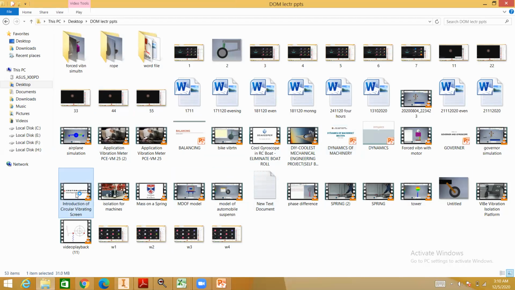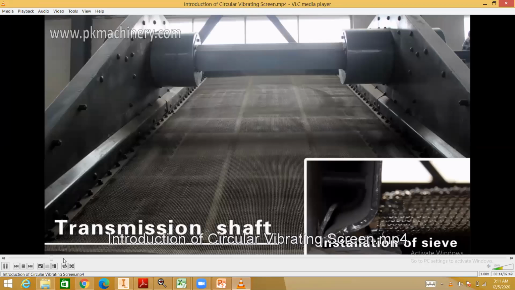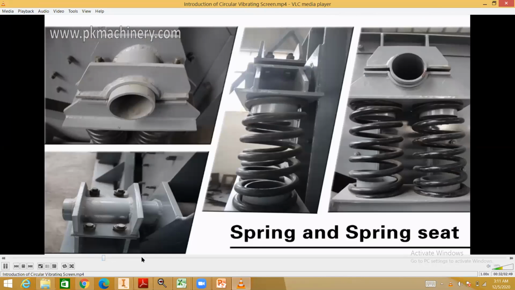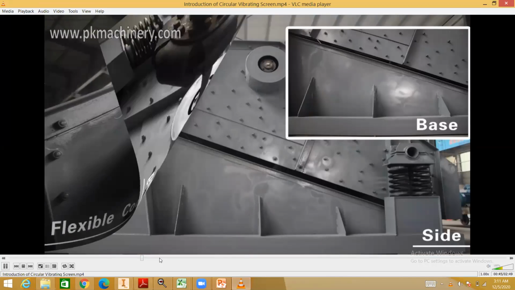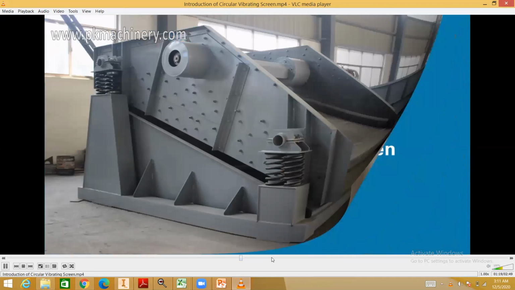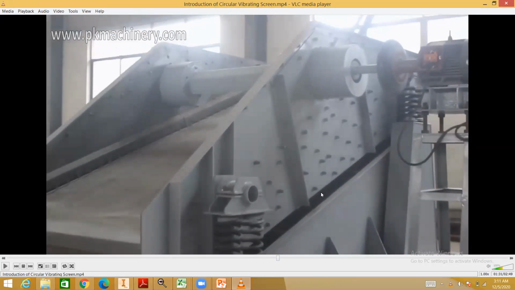So I will show the actual setup for which we are performing this experiment. Basically, this is a vibratory conveyor. Okay, so this is our experiment. I think I must have shown this during the forced vibration. So this complete part is called a vibrating screen.